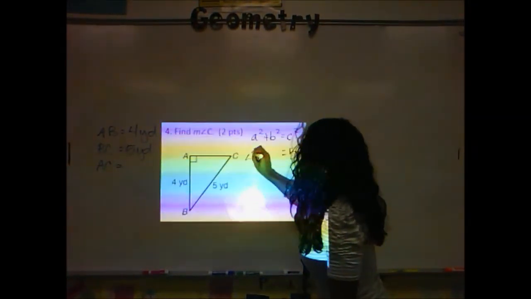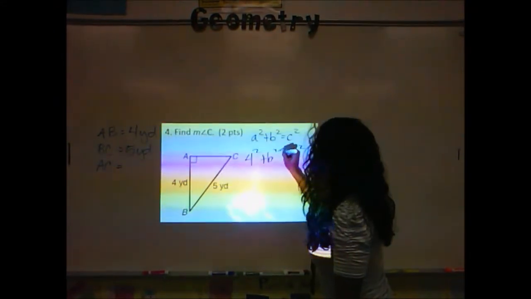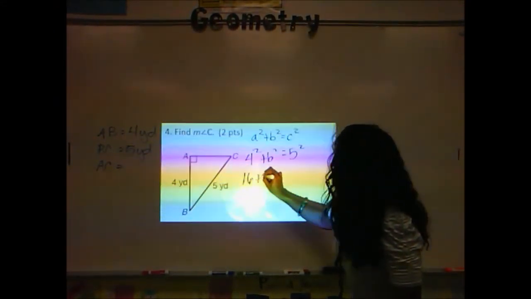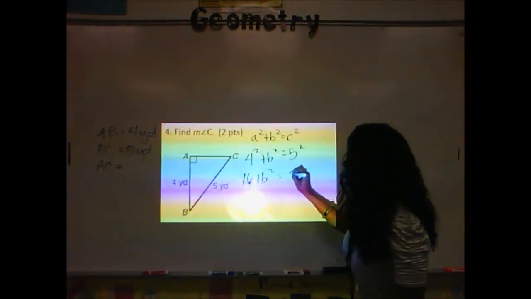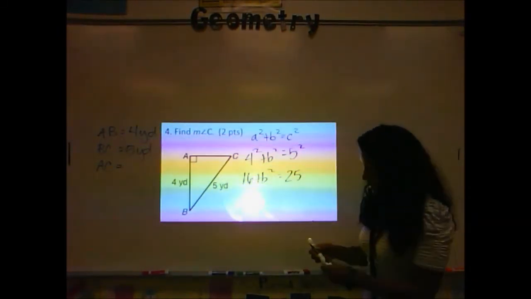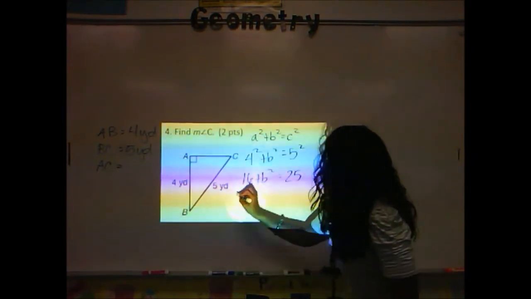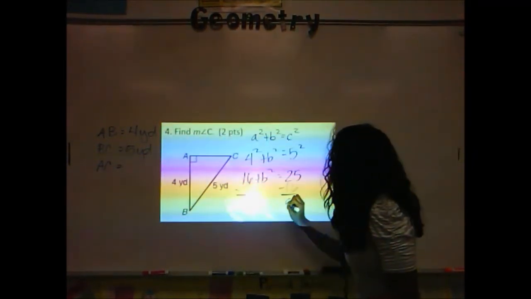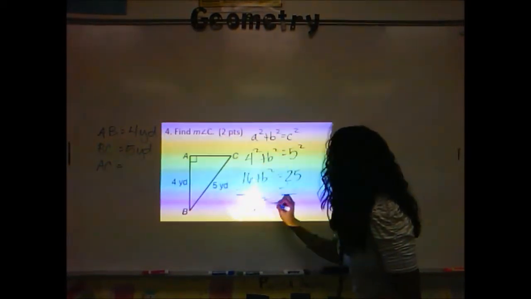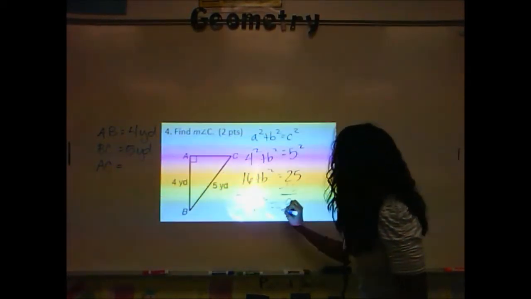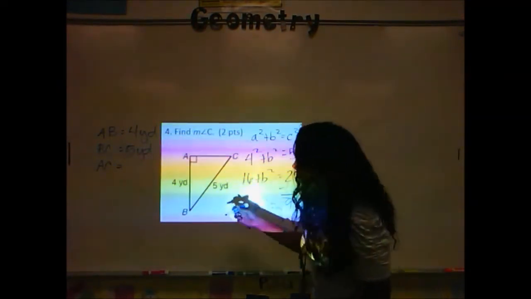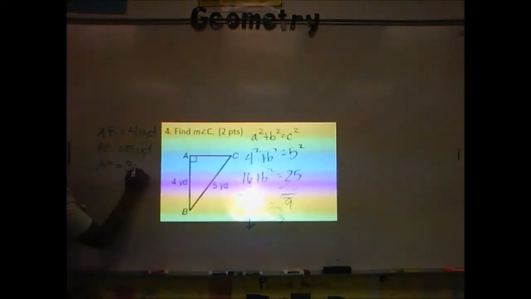We have 4, so 4 squared plus b squared. 4 squared is 16. 16 plus b squared equals 5 squared, which is 25. We're going to subtract 16 from both sides. That gives 9. Remember, when you get to this point, don't forget to take the square root of the 9. So b is equal to 3. That means AC is equal to 3 yards.